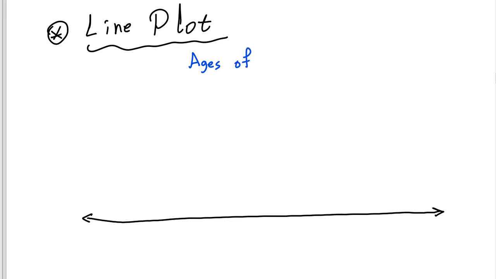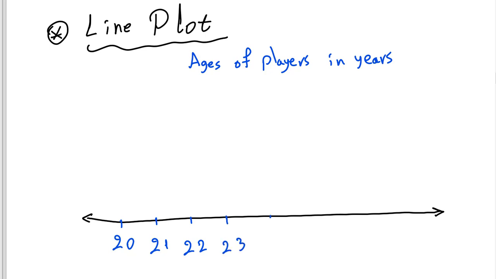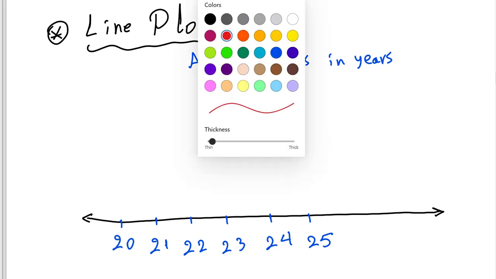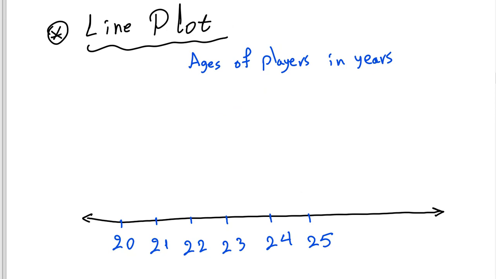Ages of players in years. Okay, and here we have, let's make it ages, so 20, 21, 22, 23, 24, 25. Okay, this is enough. Let's put some marks here for the 20.